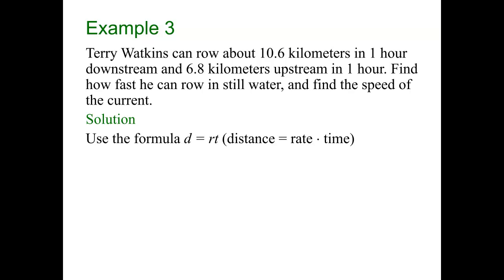Terry Watkins can row about 10.6 kilometers in 1 hour going downstream and 6.8 kilometers going upstream in 1 hour. Find how fast he can row in still water and find the speed of the current. So, define your variables.